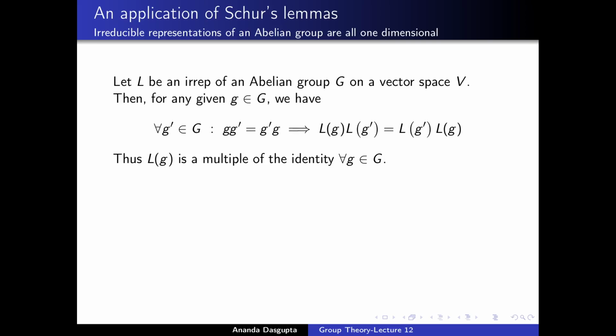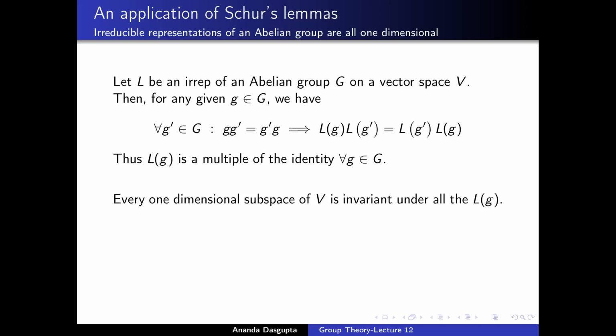Now, what this tells you is that each and every one of the operators L(g) are multiples of the identity with possibly different factors. But this automatically also implies that every one-dimensional subspace of capital V is invariant under all of the L(g)s. Why? Every vector of capital V spans a one-dimensional subspace. You apply L(g) on that for each of the L(g)s, you get a multiple of that vector. That means you stay within that one-dimensional subspace.